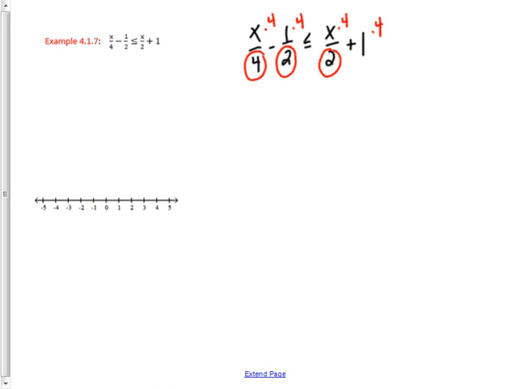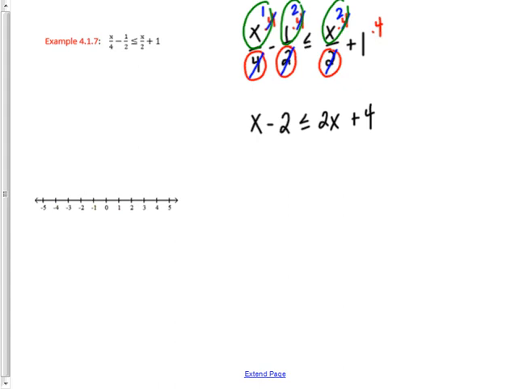Alright, now you cancel out. You say 4 goes into 4 once, 2 goes into 4 2 times, and 2 goes into 4 2 times. Now multiply what's left. So you're going to multiply 1 times x and just get x. You're going to multiply 1 times 2 and get 2. You're going to multiply 2 times x and get 2x. And then 1 times 4 will give you 4.